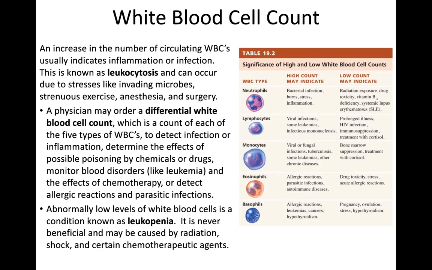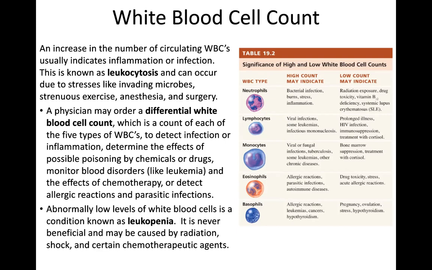Okay, so a lot can be determined by just counting the number of white blood cells. For example, if we look at the table over on the right, a high number of neutrophils is common if an individual's suffering from a bacterial infection, whereas if they have a high number of lymphocytes, it's because of a viral infection.